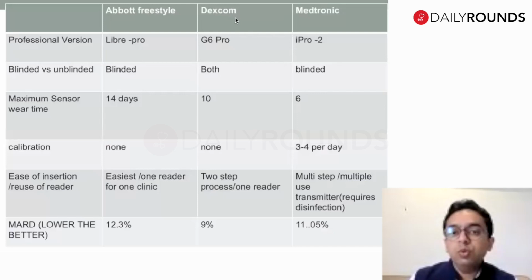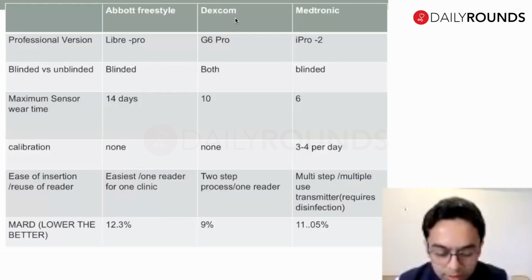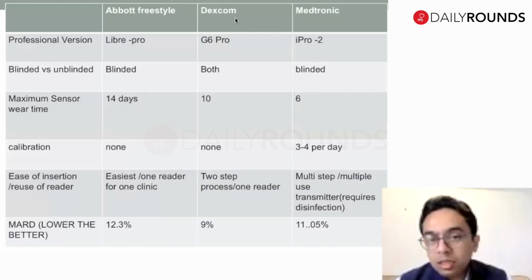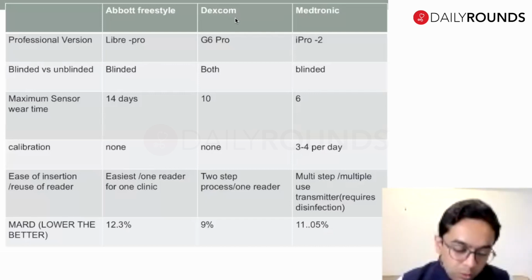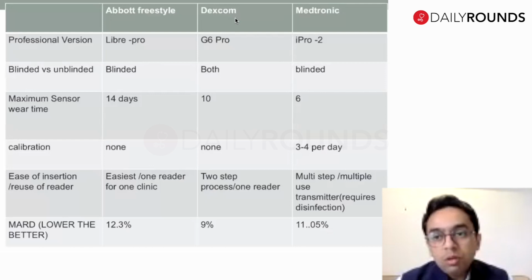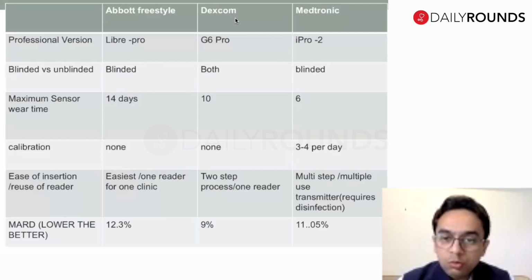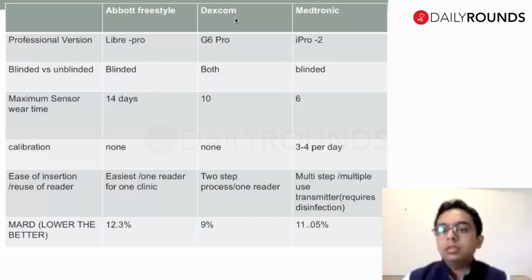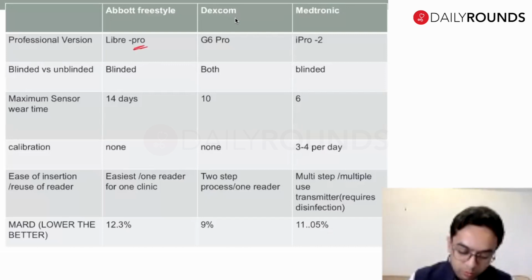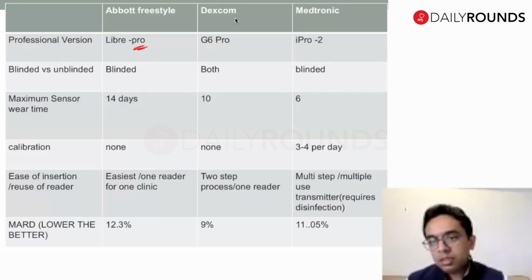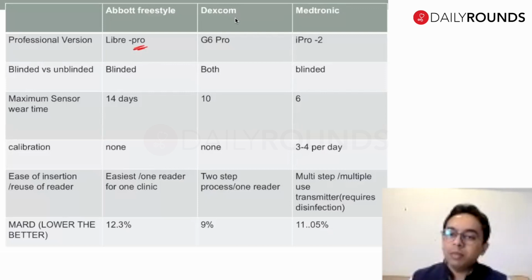Now these are a few CGMs available in India: the Abbott one, the Medtronic one, and the Dexcom one. The cheaper one is the Libre Pro, which costs around 2000 to 2500 and works for 14 days. So that is a pro version. Pro is for professional, which we have already discussed. So it will not give you real-time data. You will have retrospective data here. Okay, so that's a professional version.